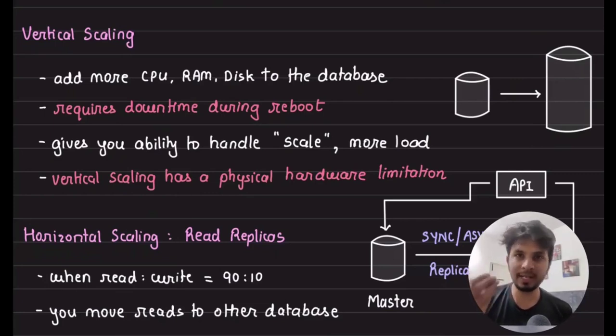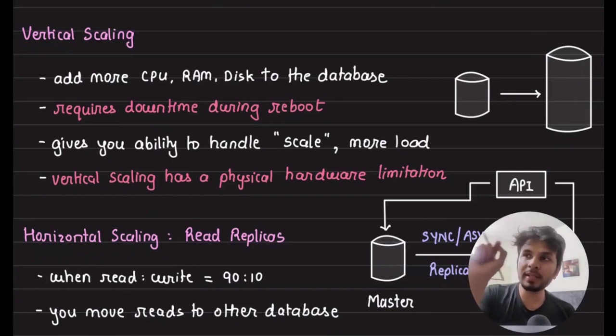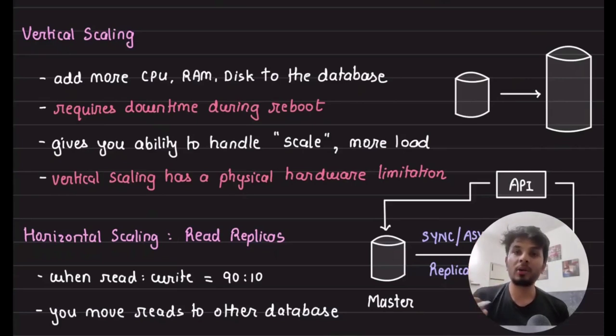Now here, one key thing to note is that whatever you are scaling vertically, it has a limit. Even when you go to any cloud console, AWS, GCP, Azure, you would see that only up until a certain point the options are there. You cannot go beyond that, right? Because vertical scaling has a physical limit.